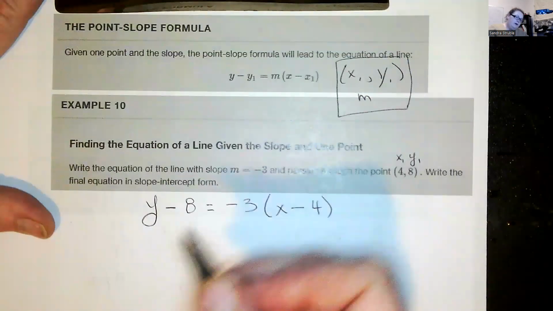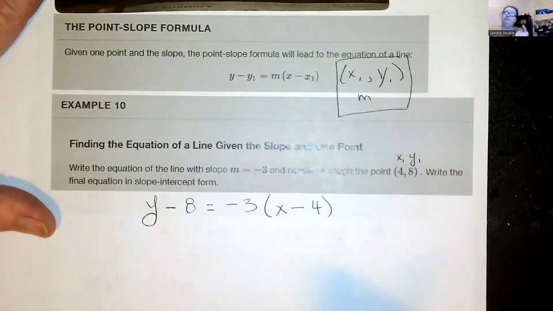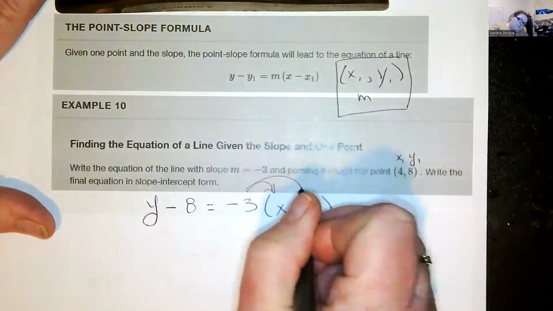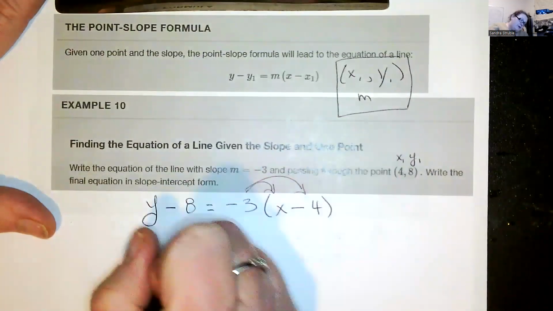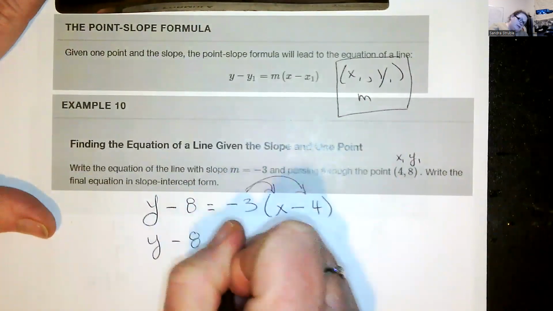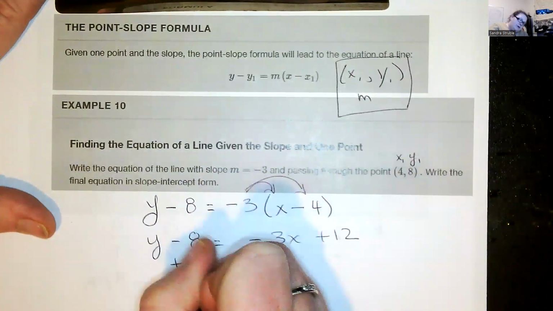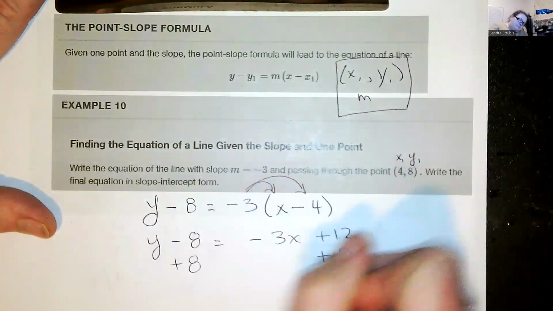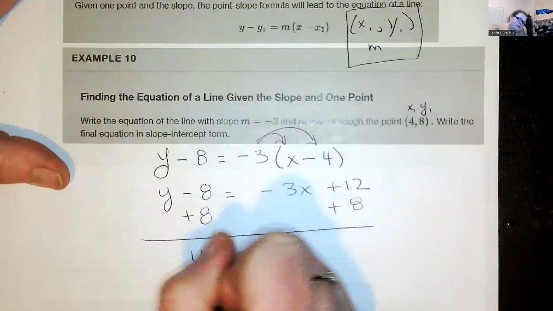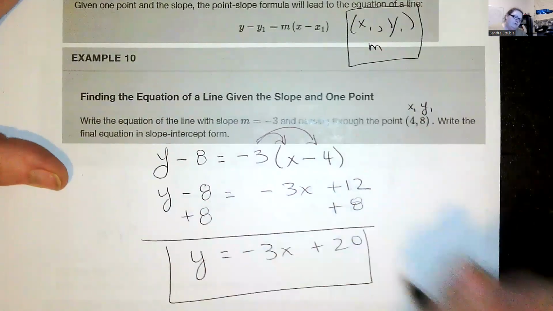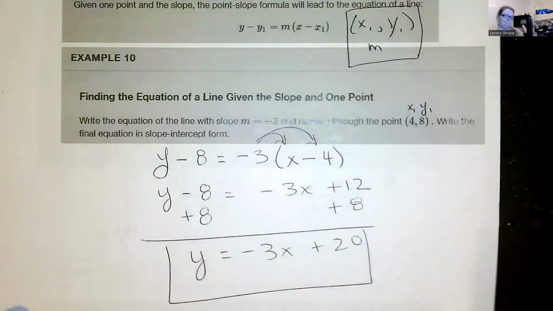Okay. I'm going to solve everything for y. I'm going to start by distributing my -3 across my binomial. And y minus 8 is equal to -3x plus 12. Add 8 to both sides. And I get that y is equal to -3x plus 20, and that is my equation of the line.